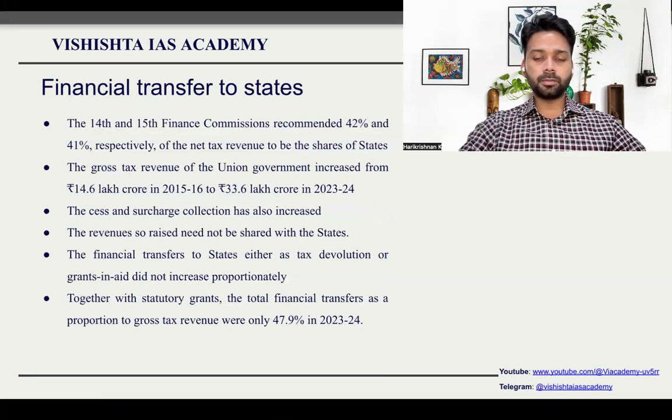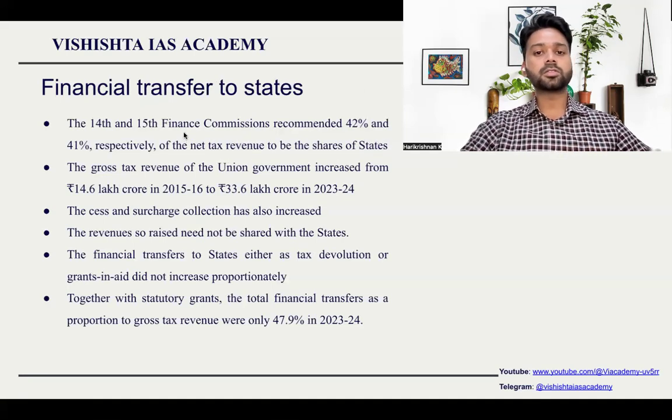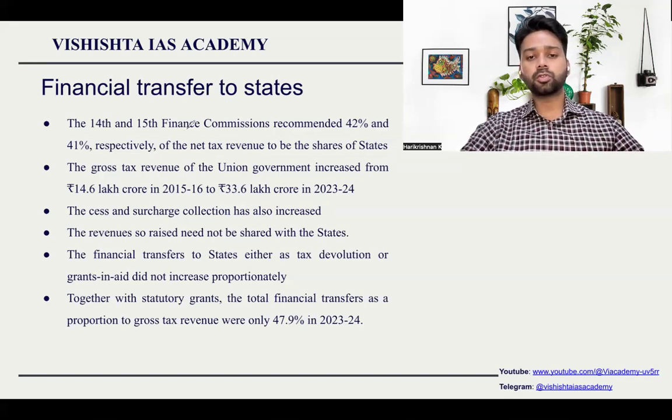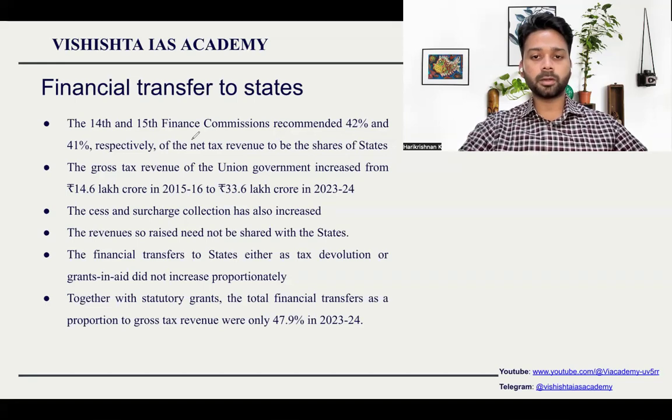Financial transfer to states. You all know that from the amount of tax collection the central government gets, a certain amount has to be transferred to the state government. According to the 15th Finance Commission report, 41% of the total tax revenue has to be devolved. That is what we call vertical devolution. It has to be devolved to the state government.